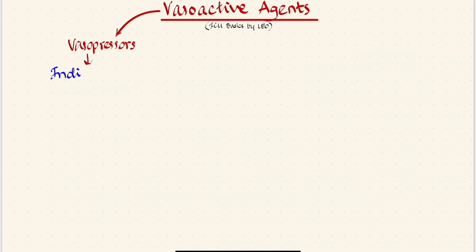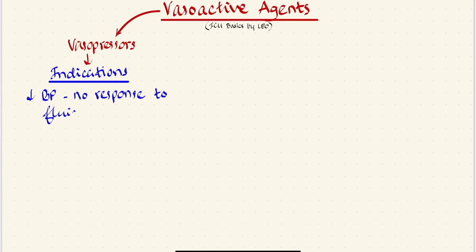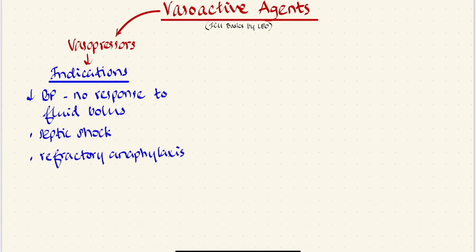We should consider vasopressors when hypotension is not responding to appropriate fluid resuscitation, that is, after about 2 to 3 liters of crystalloids. If the patient is at high risk of fluid overload, we should consider vasopressors earlier than that. We commonly use vasopressors in patients on ICU with septic shock or refractory anaphylaxis, post-operative patients, and patients under sedation.